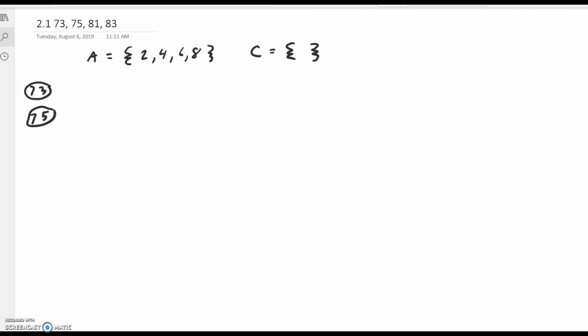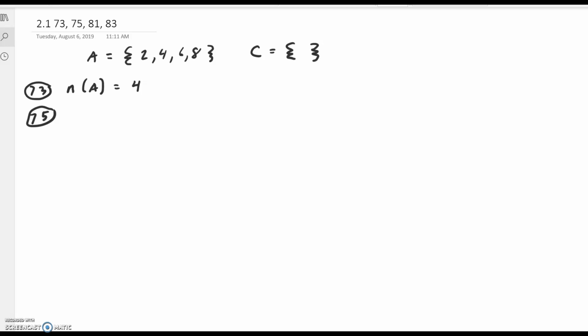Problem 73 asks us to determine the number of elements in the set A. Literally, we just need to count them. There's 1, 2, 3, 4 elements in the set A. So the cardinal number of A is 4.